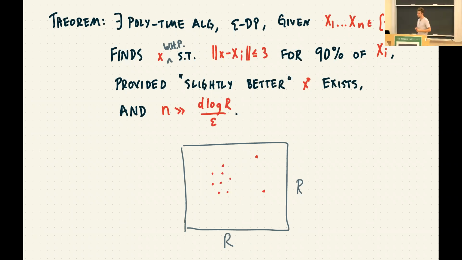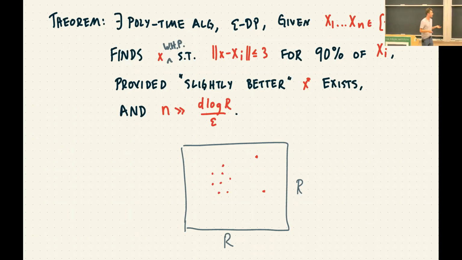So the claim is that there exists a polynomial time epsilon-DP algorithm which takes these points, and I might have screwed up my constants here a little bit, but with high probability, it'll find some other point in [-R, R]^d such that it's close, where close means constant distance, to, let's say, 90% of the x's, provided not just that such an x exists, but that a slightly better x star exists, where slightly better means it's within distance, let's say 1/2 instead of 3, to 99% of the xi's. So I'm going to lose a little bit in my constants, but I'll be able to localize to a region that contains a lot of my points.